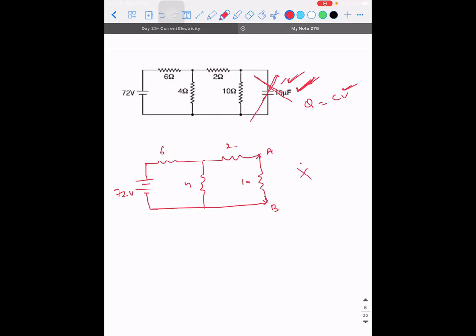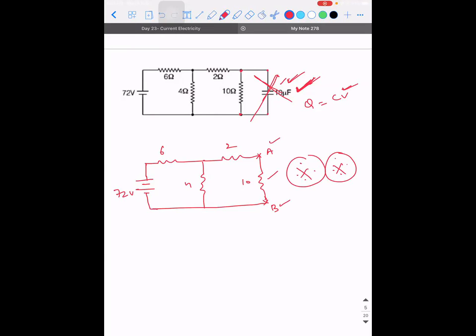This is a very, very, very important point. You will get this kind of a problem also. So how do I find the potential? Connected in parallel, sir? Yes. Logically, that's the meaning, right? This point and this point have the same potential because of the parallel connection. Correct? So how do I find the potential difference across AB?